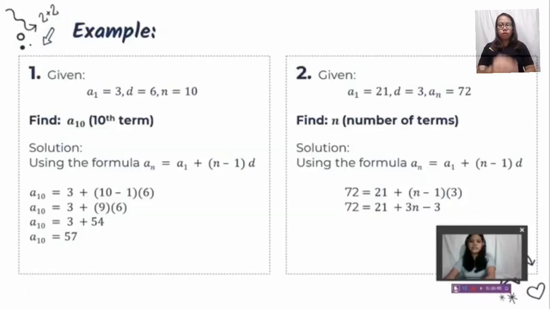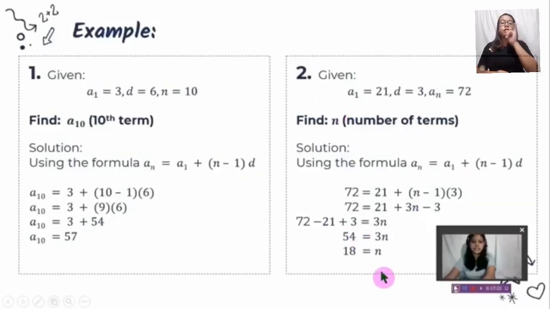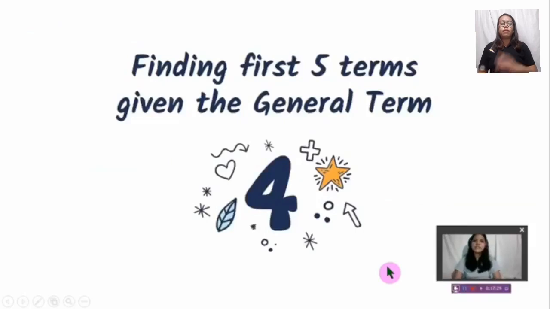Now we need to transpose the numerical coefficients to the right. So that would be 72 minus 21 plus 3 is equal to 3n. Simplify 72 minus 21 plus 3. That would be 54. So 54 is equal to 3n. To get the value of n, we need to divide both sides by 3. So 3n divided by 3 is n. 54 divided by 3 is 18. So in the given in number 2, our number of terms is 18. Next, finding the first 5 terms given the general term.